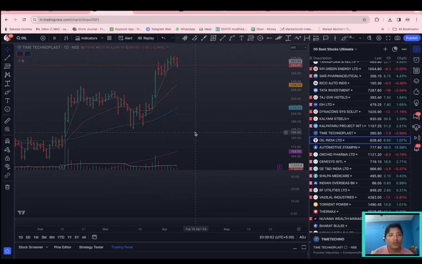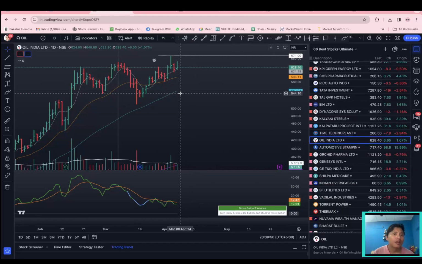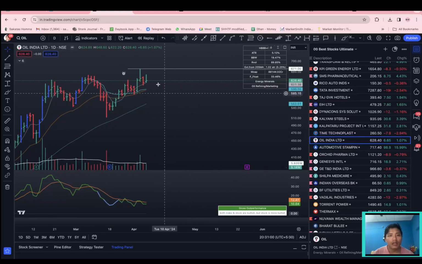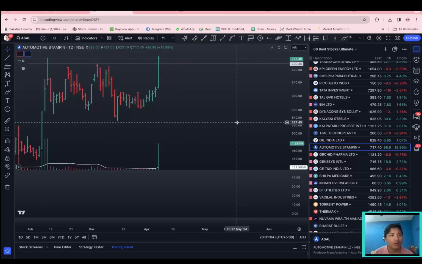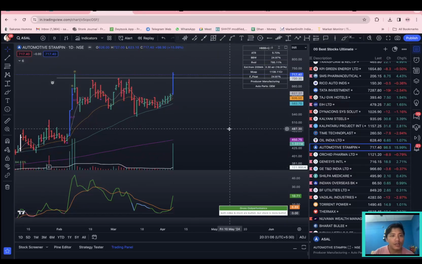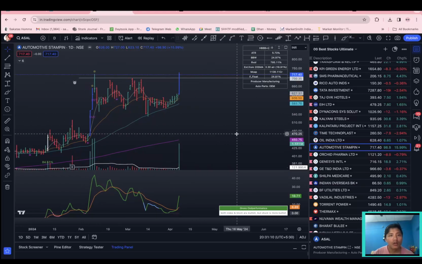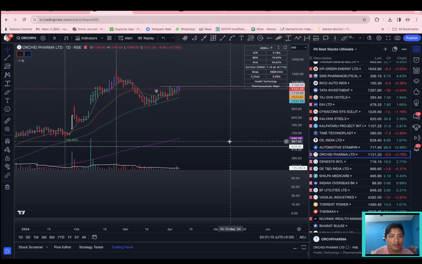Time Techno is not a very tight name. Oil is, I mean, this big base breakout might be tradable, but I would really want a tight area here, so I'm not very interested in that name right now. Asal, this was a big base breakout, a decently sized base breakout. Not interested currently.